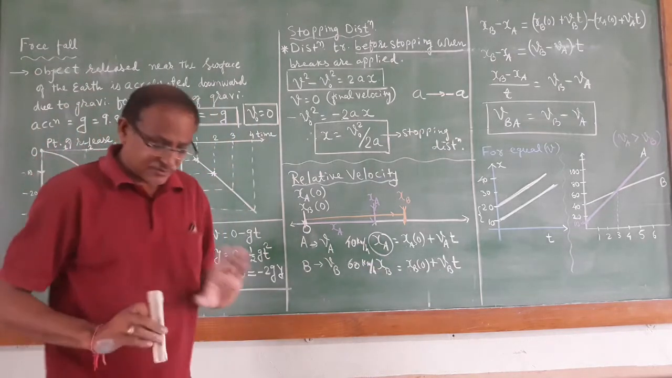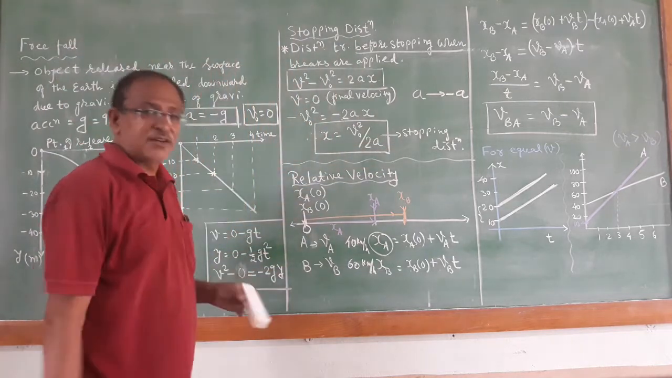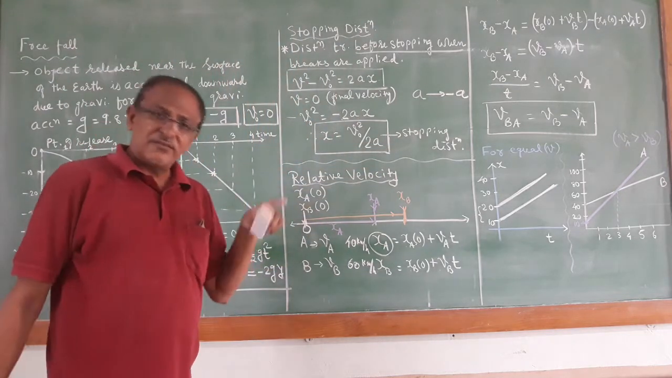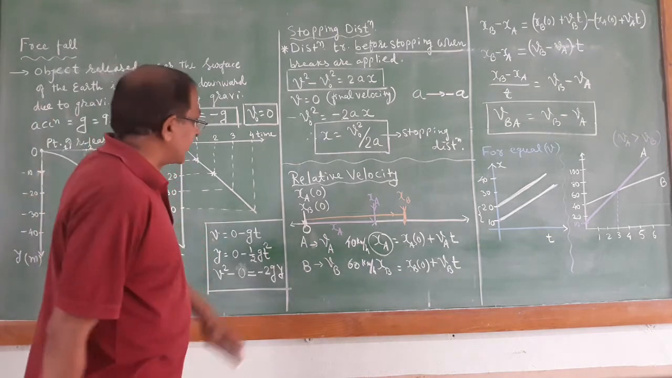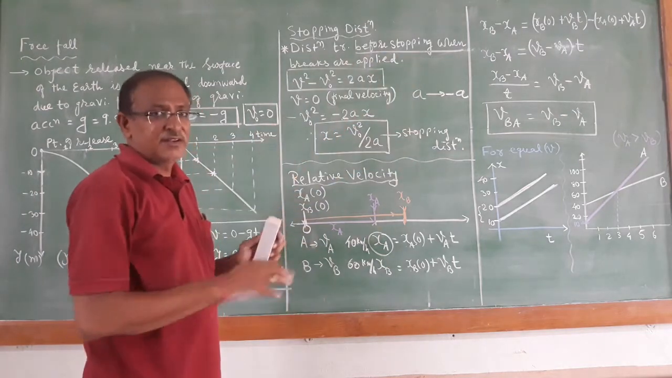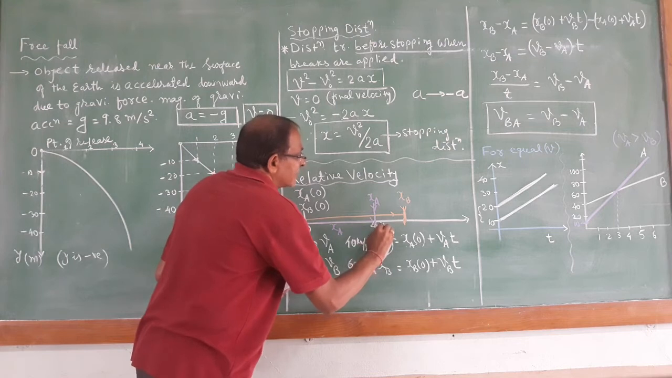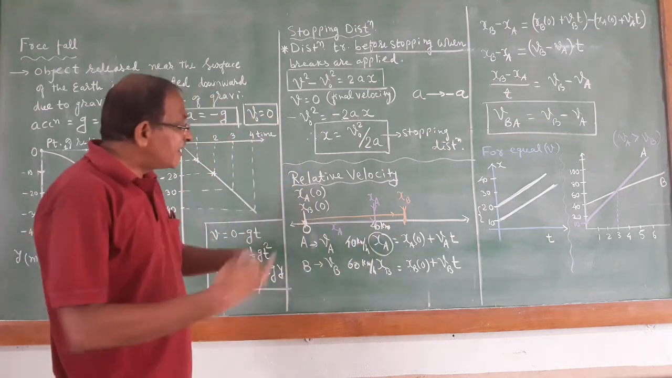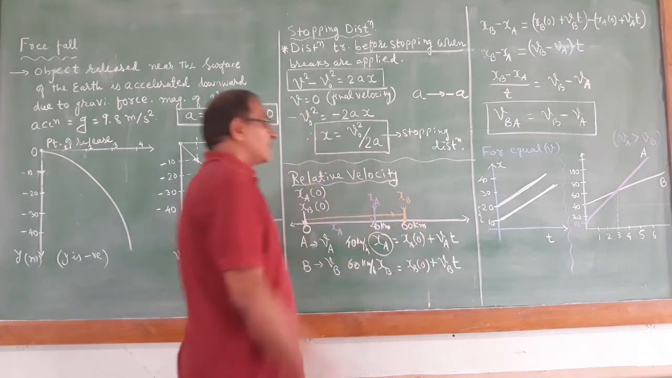Now, both are at the same position and they are moving in the same direction. One is at 40, the other one is at 60 km per hour, constant velocity. Then after 1 hour, A will have its position at say 40 km and B will have its position at 60 km.